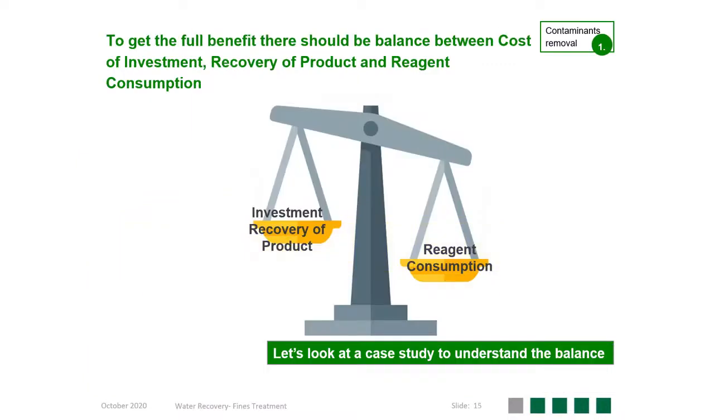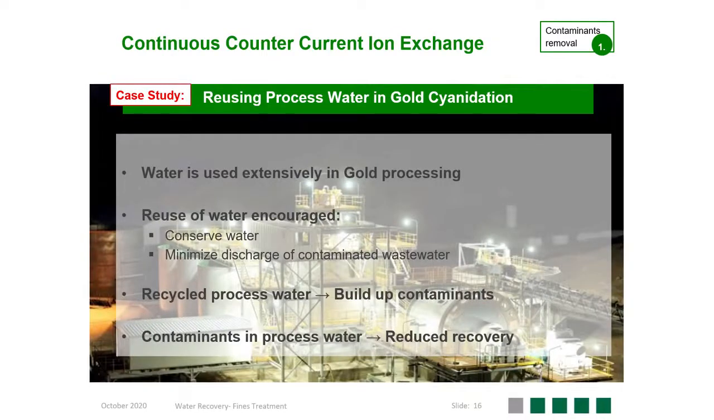So considering the first one, we always need to consider the balance between the cost of your investment, the recovery of your product, and reagent consumption. To illustrate this, I have put together a case study. In a gold processing plant, water is used extensively. The reuse of water is obviously encouraged for two reasons. Firstly, to conserve water, and secondly, to minimize discharge of contaminated wastewater.